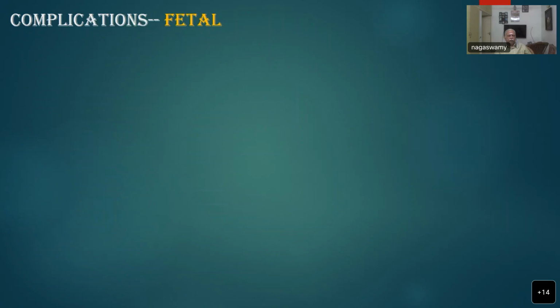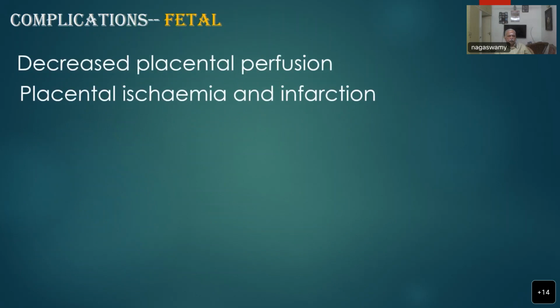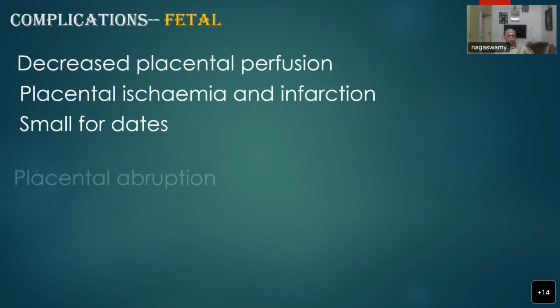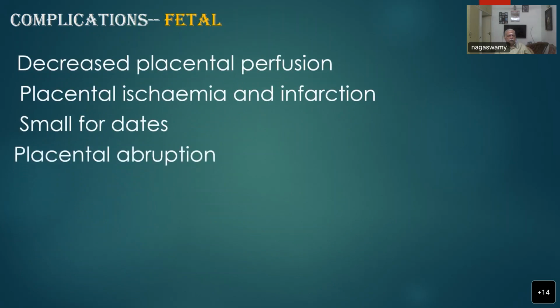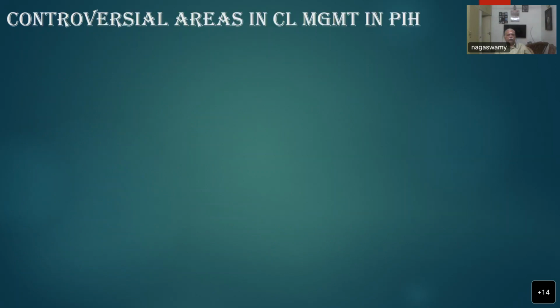What are the complications that can happen in the fetus? Decreased placental perfusion leading to ischemia and infarction. And the baby is usually small for the dates of pregnancy. And suddenly, sometimes placental abruption may happen. Preterm labor is also very common, which is more common in the early onset preeclampsia.